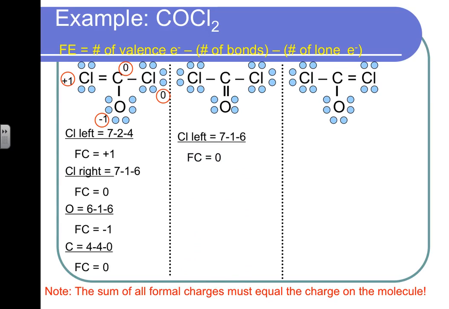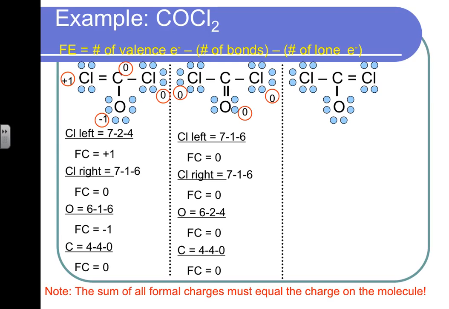Start with the chlorine on the left: 7 valence electrons, 1 bond, and 6 lone electrons, formal charge of 0. Try the chlorine on the right for me. You don't even have to do that much work because it's exactly the same as the one we just did, so formal charge of 0. Now the oxygen is different, so could you take a second, pause the video, and calculate the formal charge of oxygen. Hopefully you calculated the formal charge to also be 0: 6 minus 2 minus 4. The carbon is no change because that is still 4 bonds with 4 valence electrons, so formal charge of 0.